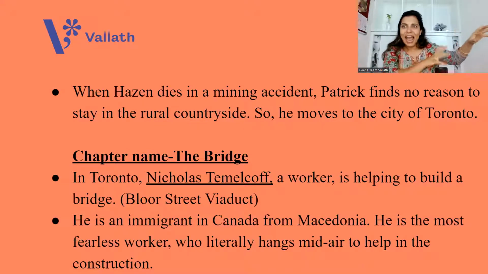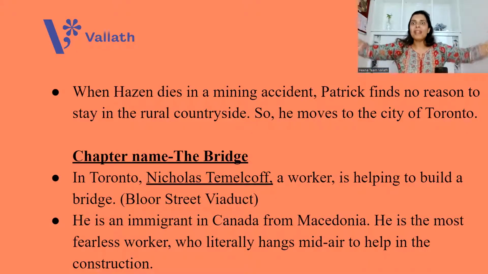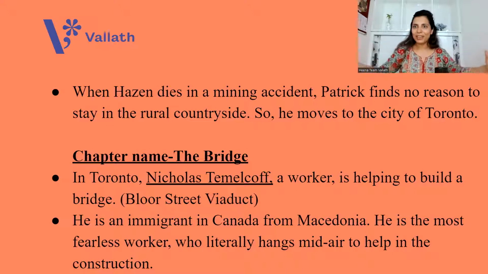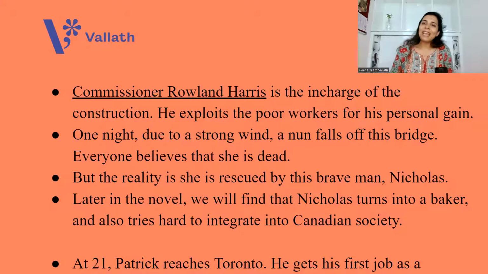Nicholas literally hangs mid-air. He literally does acrobatics to help in the construction. He's hanging in the middle air of the bridge and he's building it. He's taking the material and building it. Right? Now, here, an authority is discussed, a rich person. Who is he? Commissioner Roland Harris. Commissioner Roland Harris is in charge of the bridge construction. And this Commissioner Harris exploits the poor workers for his personal gain.